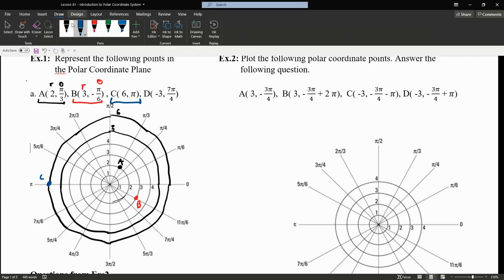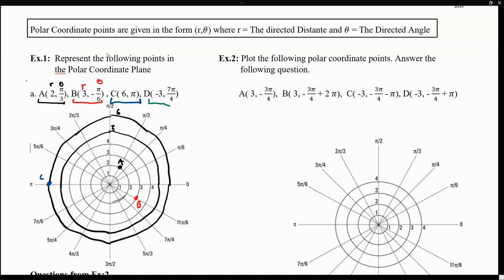So the last point that I do want to discuss is point D, which notice that point D now has a value of r, or the directed distance, being a negative value, and it has an angular distance of 7 pi over 4. So when your radius is negative, this is how you want to look at it. Well, first, let's identify the angular distance, 7 pi over 4, which is about right here. This is 7 pi over 4.